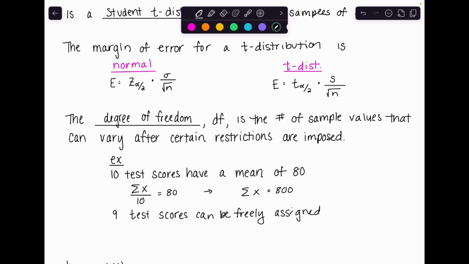So maybe the person on test 1 got a 0, test 2 got a 100, test 3 got a 12, test 4 got 19. Whatever it may be, I can freely assign those 9 test scores. But I need this sum to add up to 800. So once I pick my 9 test scores, the 10th test is already determined, so it will add up to 800. So 9 test scores can be assigned freely, but the 10th is determined, so that it will sum to 800.